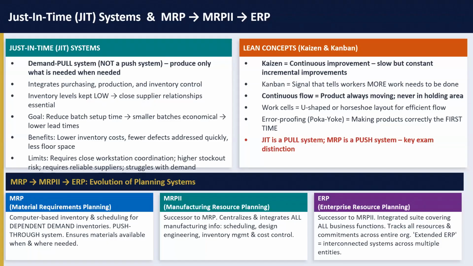Then MRP2 is a slightly wider concept. It is manufacturing resource planning. Here, you will take care of all the activities related to production. In MRP, only raw materials. In MRP2, design engineering, scheduling, inventory management, cost control, everything related to production we will be taking care of.